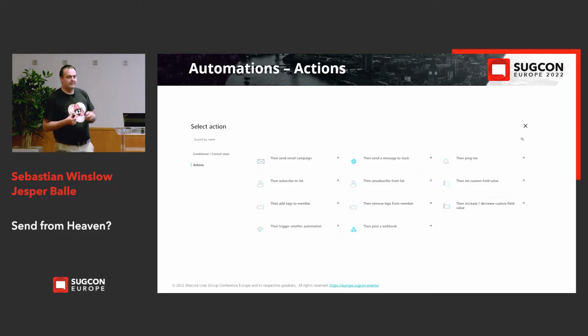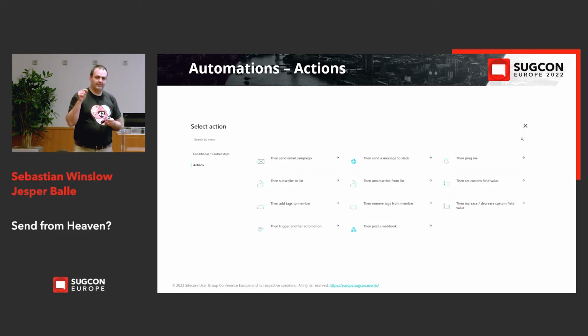And then there are the actions. What happens when one of these conditions is fulfilled? You can loop your automation flow, go back to other stages. You can increase values on a number custom field, so increase or decrease the value. You can set custom field values. You can add tags to members. You can send out email campaigns. Sending messages to Slack is also part of it. Ping whomever you want to ping that something has happened. Trigger another automation and so forth.